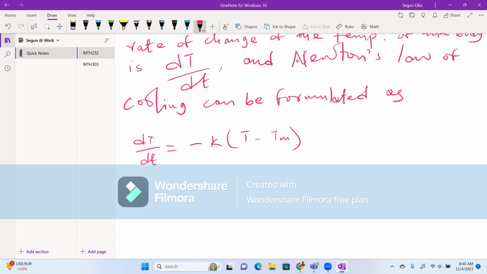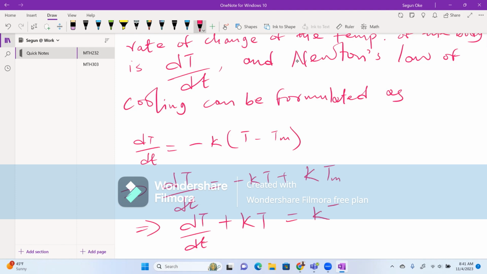I can open these brackets. I can write this one by saying it implies that dT/dt equals minus KT, don't forget, plus KTm. So I can put this one in this space, dT/dt. When this moves to the inside, it becomes dT/dt plus KT equals KTm. I can call this one equation 1.